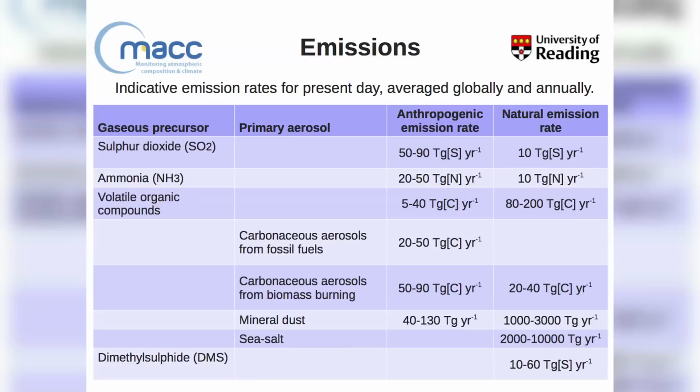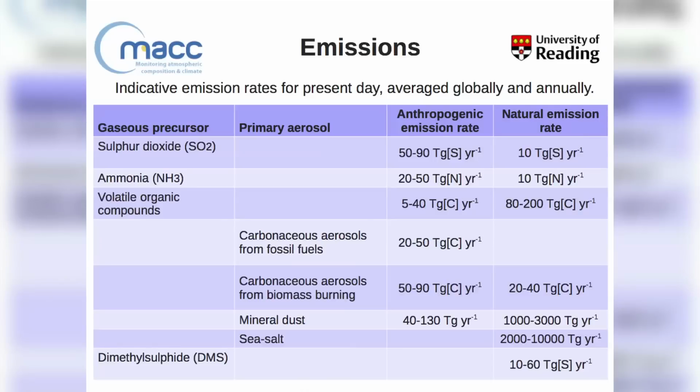Ammonia, so that's emitted by agriculture activities and naturally by the ocean and by animals as well. Again, the anthropogenic emission rate is typically 2 to 5 times larger than the natural emission rate.